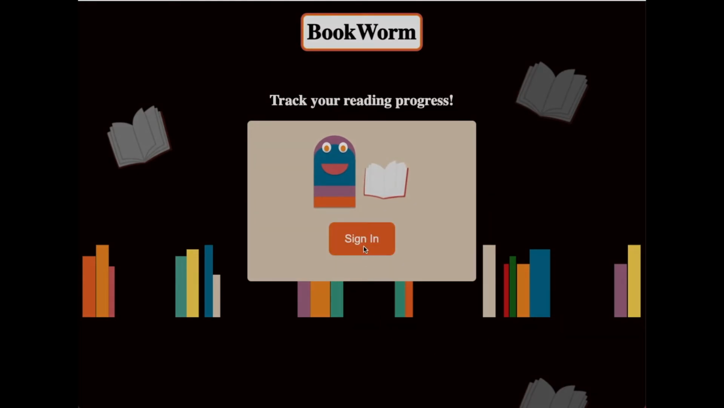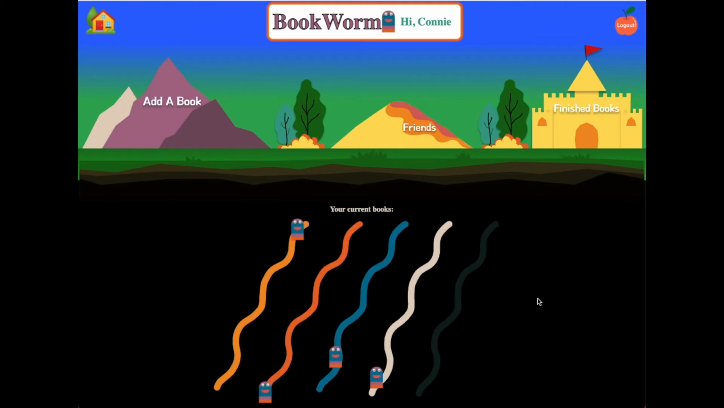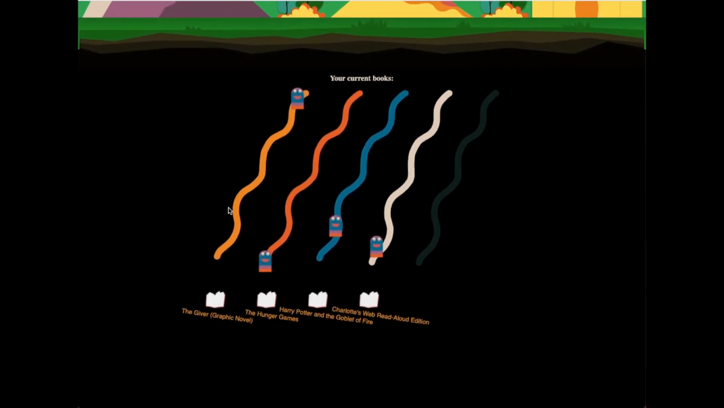With a click of a button, a user can sign in using their Google account and is directed to a personalized homepage. On the homepage, the user will see the landscape of their reading journey. Across the screen below the header are options to add a new book to keep track of and to see their finished books. If we travel down the screen, we head into the soil where we can find the paths for each current book. The further up the reader is into each book, the worm travels up towards the surface.